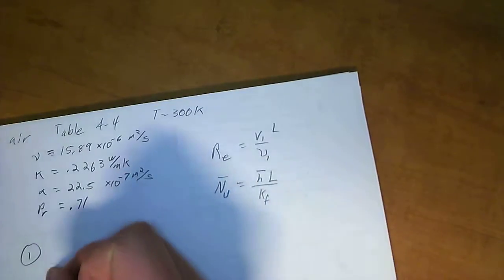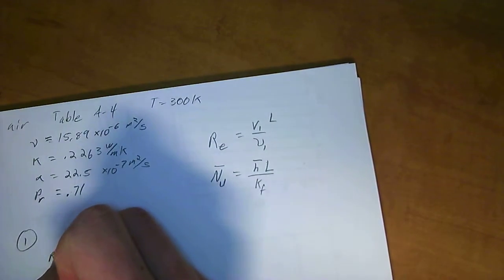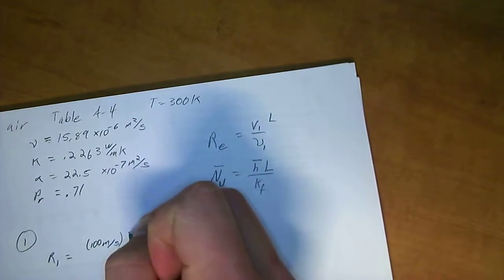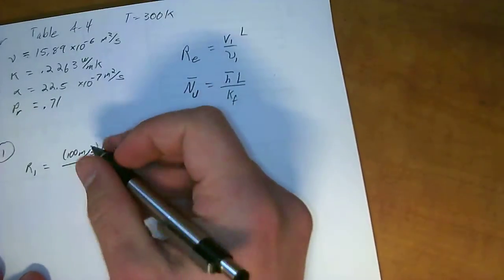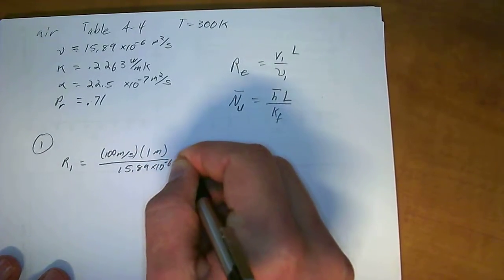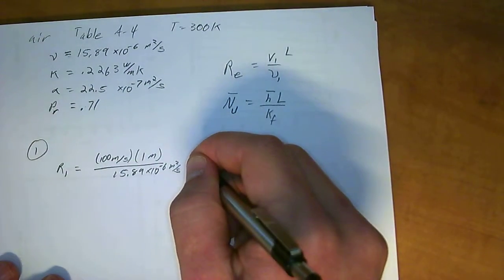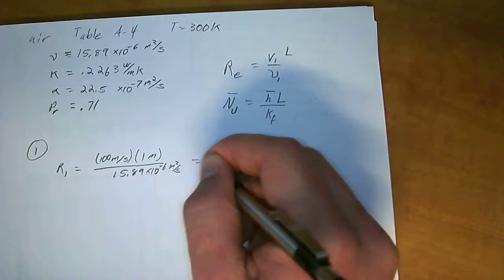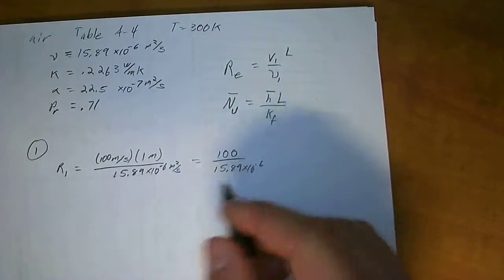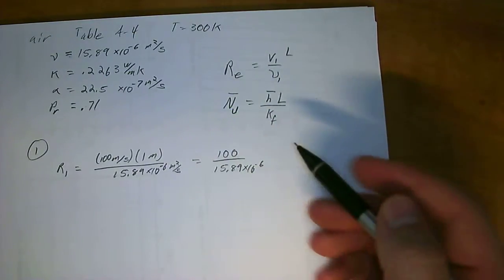Okay, if we look at number 1 first, the very first object, we're going to establish some parameters and try to figure out an extra variable or two. Re_1 is equal to V1, which is 100 meters per second, times 1 meter, which is its length, all over 15.89 times 10 to the negative 6 meters squared per second. If you solve this out, you get 100 over 15.89 times 10 to the negative 6. The reason I'm leaving it like this is because I want to make a point here.